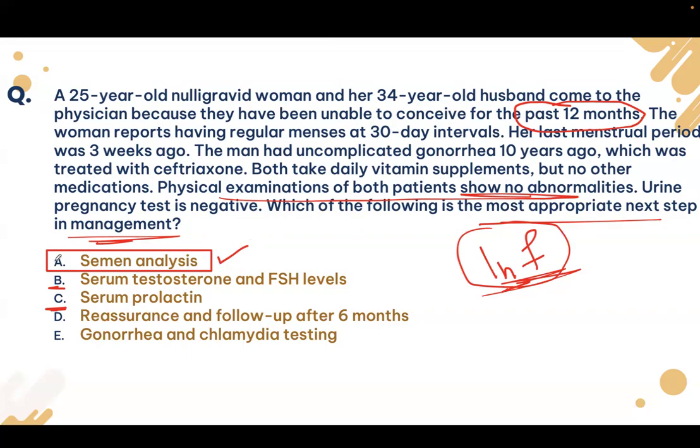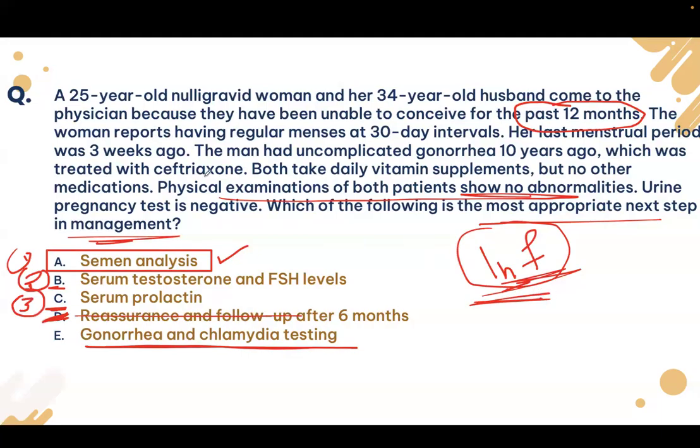Now, after doing semen analysis, we would go ahead and measure the serum testosterone, FSH, as well as prolactin. Here, D is wrong because, as we said, the patient has been trying to conceive for 12 months. And then E. E here, testing for gonorrhea and chlamydia, is not of great significance when evaluating for infertility in such patients.